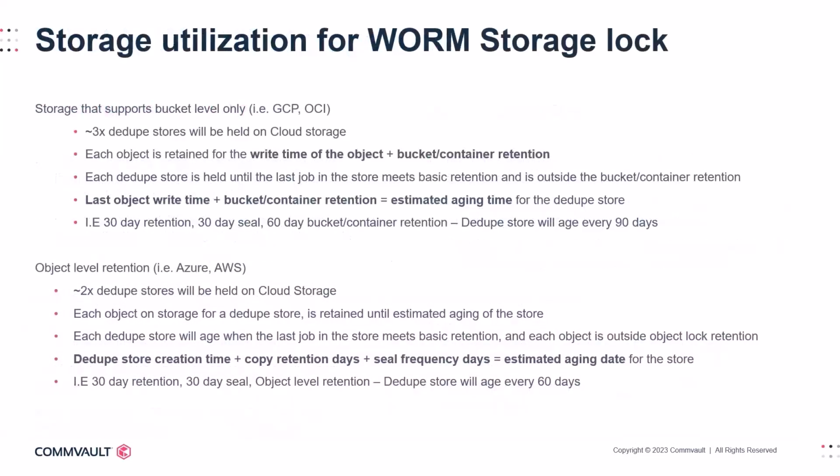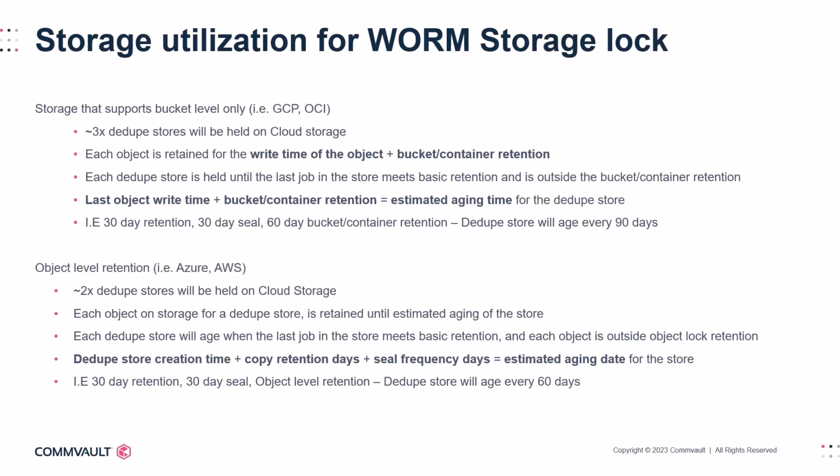This is a comparison of the storage footprint for Worm Storage Lock when using bucket level and object level storage. At a high level, bucket level storage such as GCP or OCI will have a 3 times footprint, while object level such as Azure or AWS will have a 2 times footprint. The object level storage will typically be able to prune out faster as we are setting the object retention to the prune date of the stores as we're sealing them. You can see the figures on screen for each storage type.